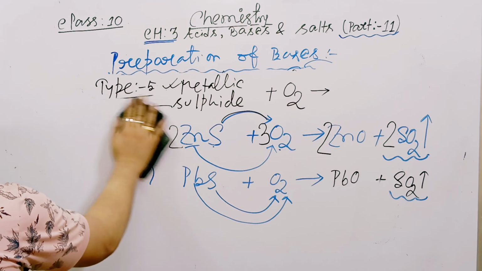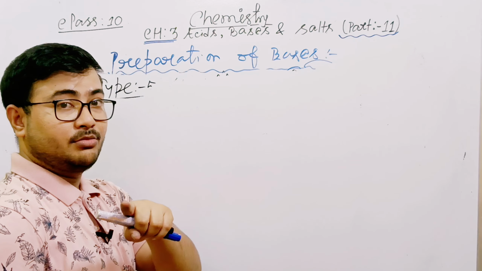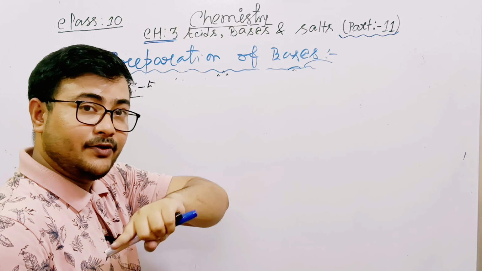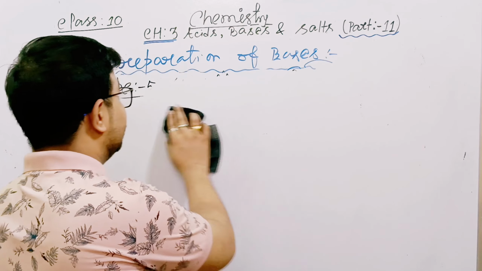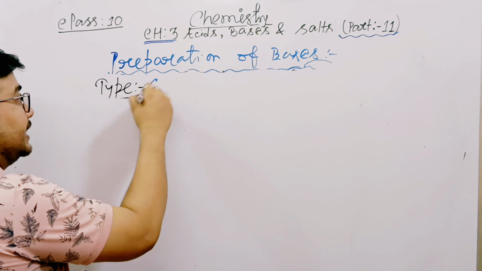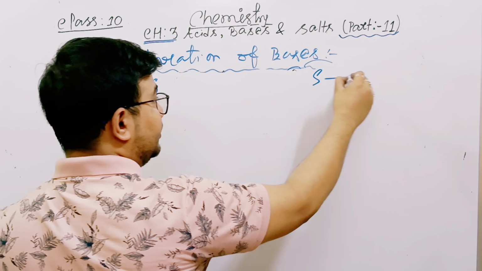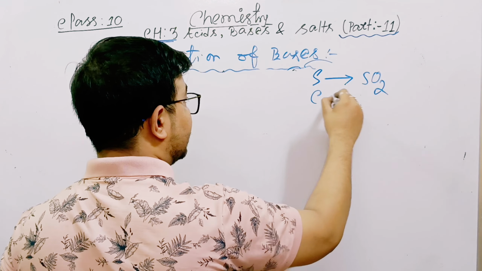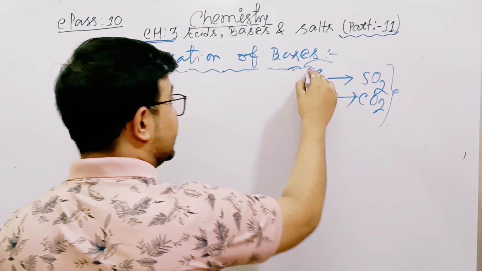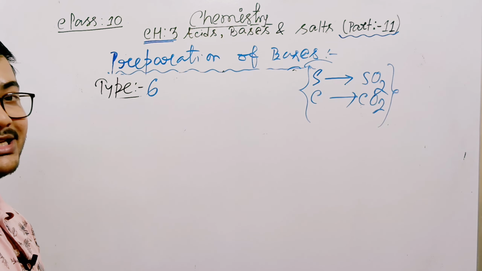Now type 6. Keep this line in your mind, it will also be required in the next type. In that type I told sulfur means sulfur dioxide. On the basis of this concept I'll ask another type. If sulfur produces sulfur dioxide, carbon produces, yes, carbon dioxide. So based on this carbon dioxide, we have type 6.